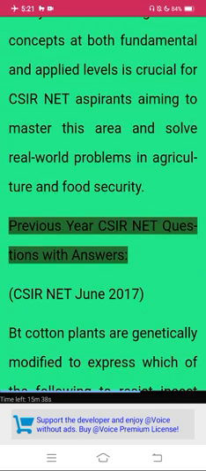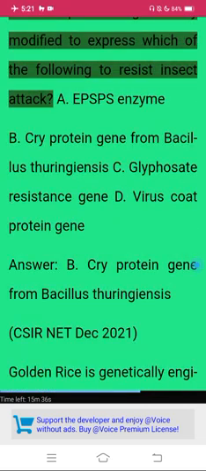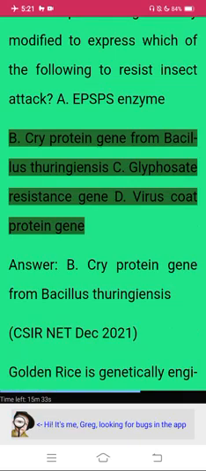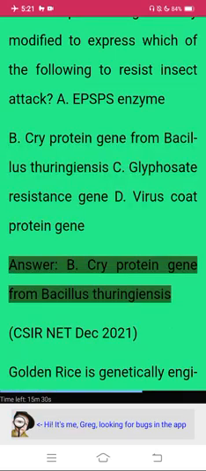Previous year CSIR-NET questions with answers. CSIR-NET June 2017. Bt cotton plants are genetically modified to express which of the following to resist insect attack? A, EPSPS enzyme. B, Cry protein gene from Bacillus thuringiensis. C, glyphosate resistance gene. D, virus coat protein gene. Answer: B, Cry protein gene from Bacillus thuringiensis.